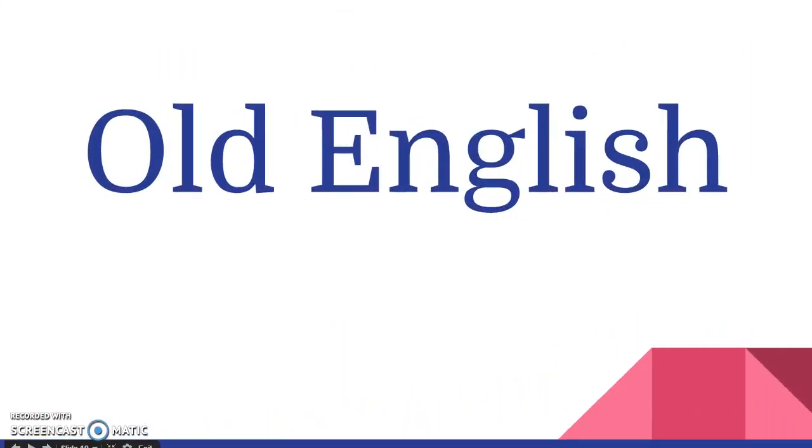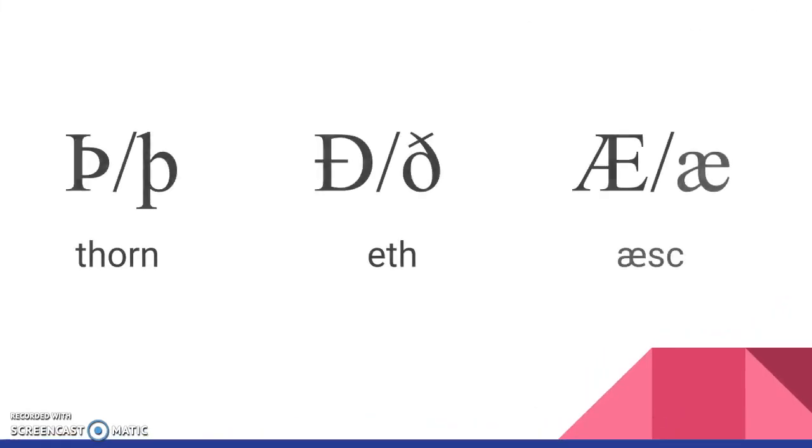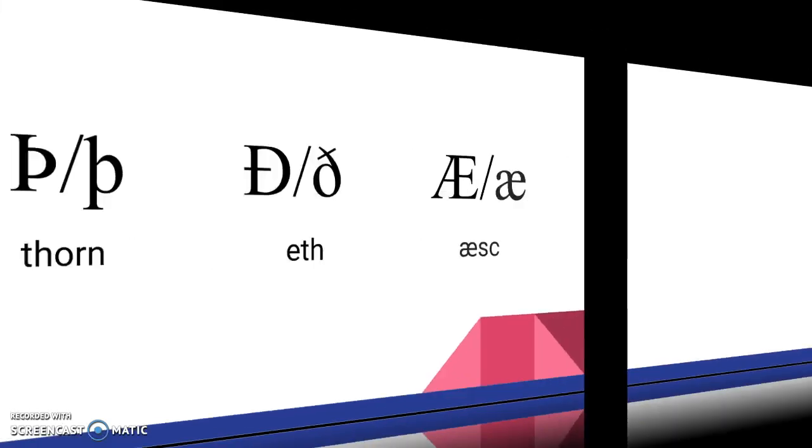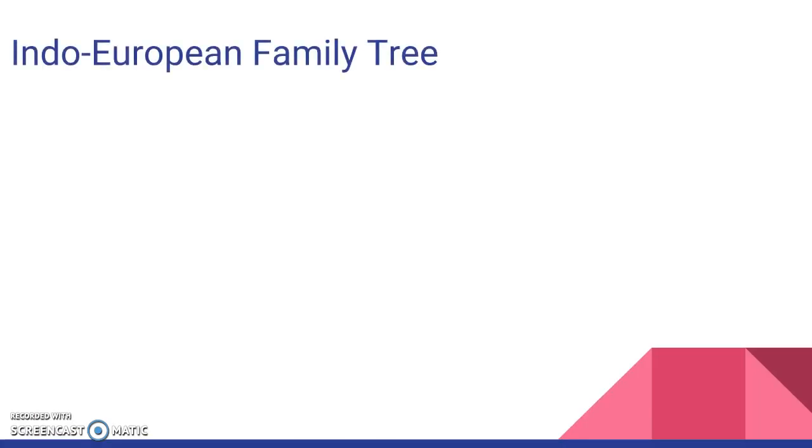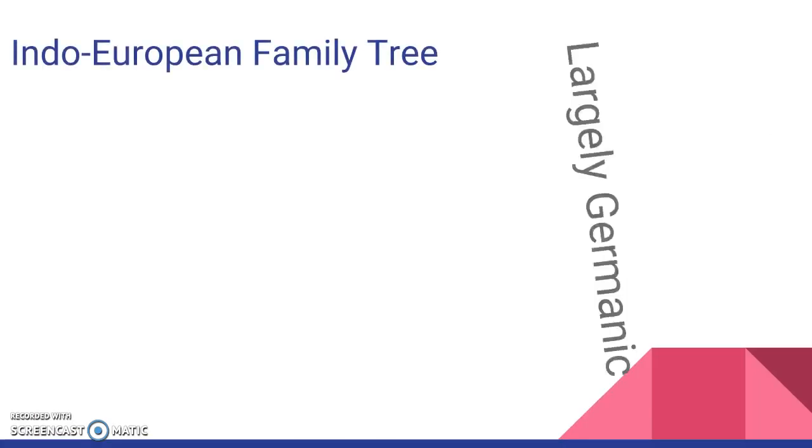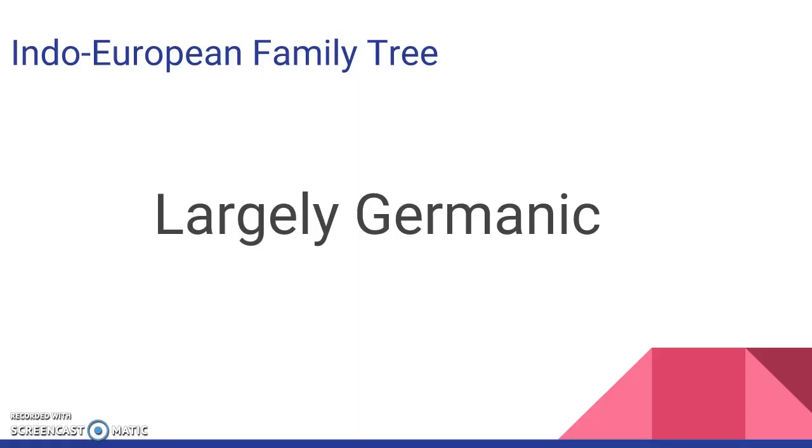Most of the Anglo Saxon vocabulary came from German and Danish, with a few Latin words that usually referred to things relating to Rome or the Christian Church. Old English also had a variety of letters that we do not use today, including the thorn, which made a th sound, the eth, which made a d sound, and an ash. Old English is a very Germanic language. It is influenced largely by other Germanic languages.